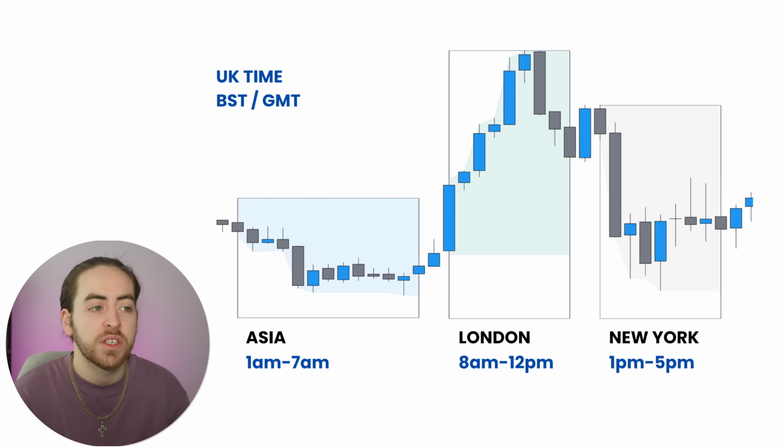So 1 to 7 a.m. UK time is the time that I mark out for Asia. 8 to 12 p.m. is London, and 1 p.m. to 5 p.m. is New York session. As I say, the real sessions do extend a little bit longer than this, but we can see these sessions that I've marked and that I'm going to teach you with today as the high volume timings for the different ranges and the ones that the characteristics work really well alongside.